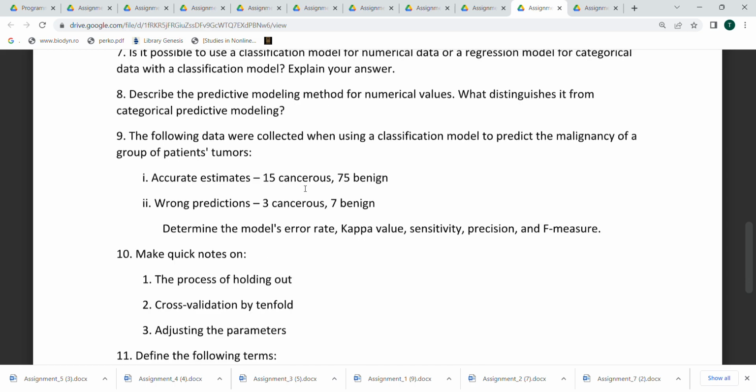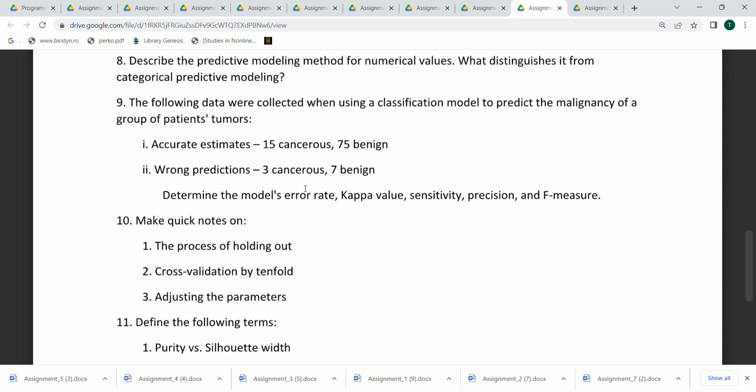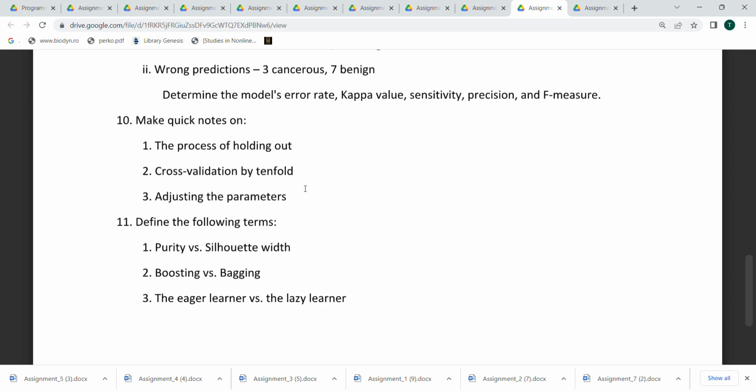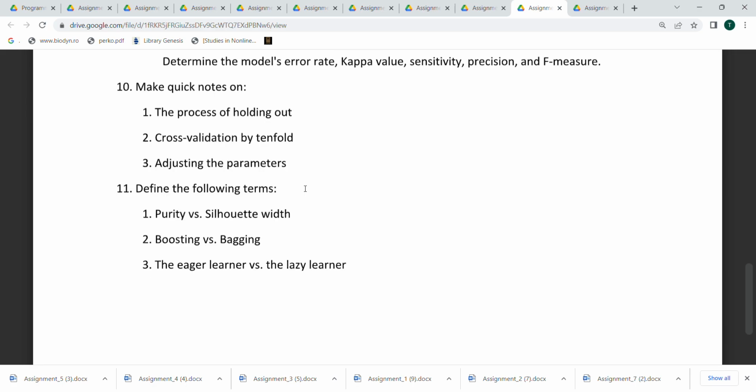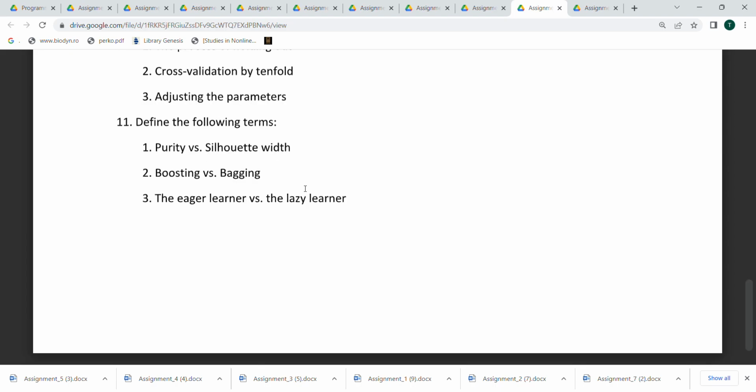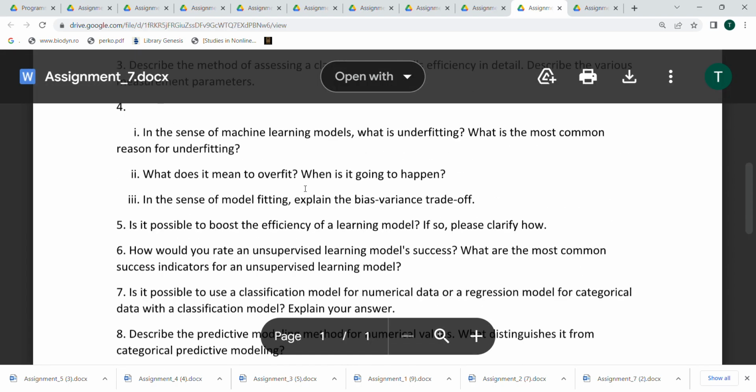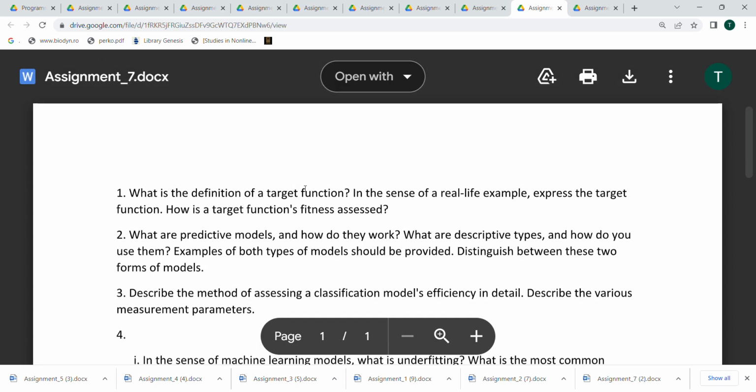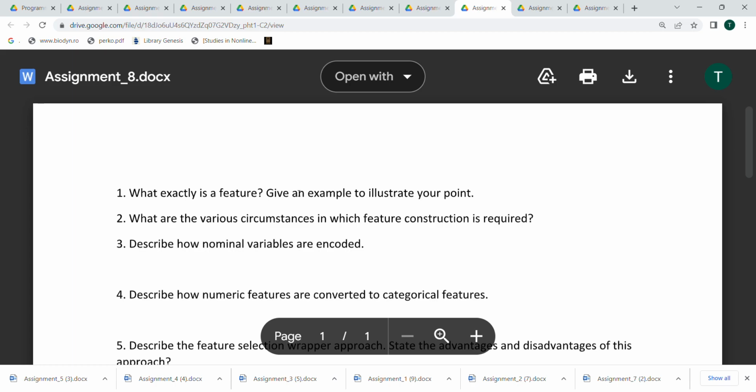Make quick notes on the process of hold-out and cross validation by tenfold, adjusting the parameter, and defining the following terms: purity versus weighted, boosting versus bagging, the eager learner versus the lazy learner. Okay, that's completely fine. I believe this is all important, and you should all understand this properly. And if you are coming to assignment number 8, what is the first question in that?